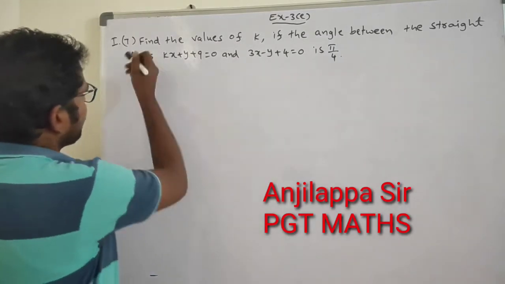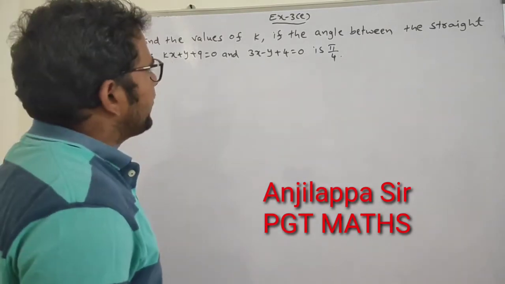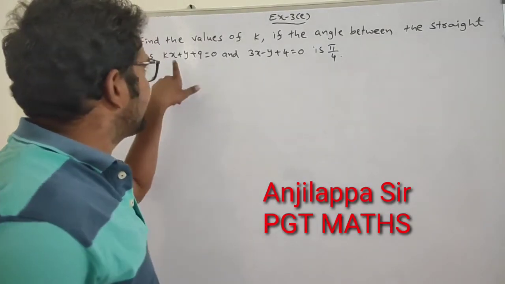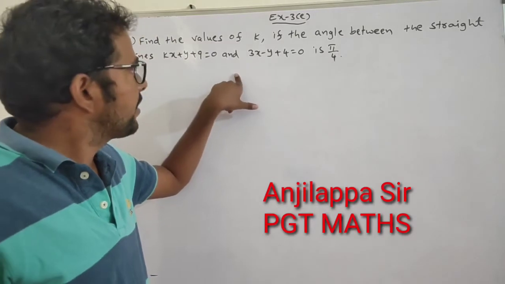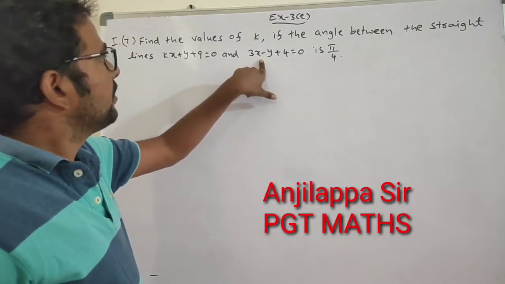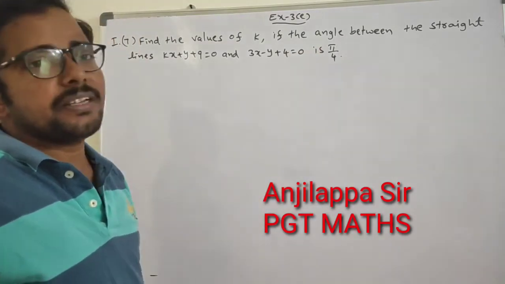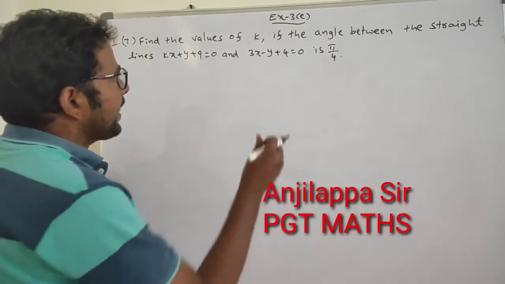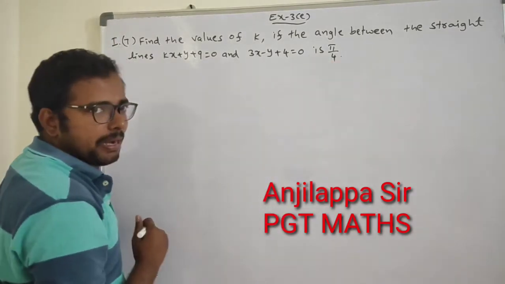Now see first bit 7th question. Find the values of k, the angle between the straight lines kx plus y plus 9 equals 0 and 3x minus y plus 4 equals 0 is pi by 4. So here angle between two lines given. What is the angle? Pi by 4.